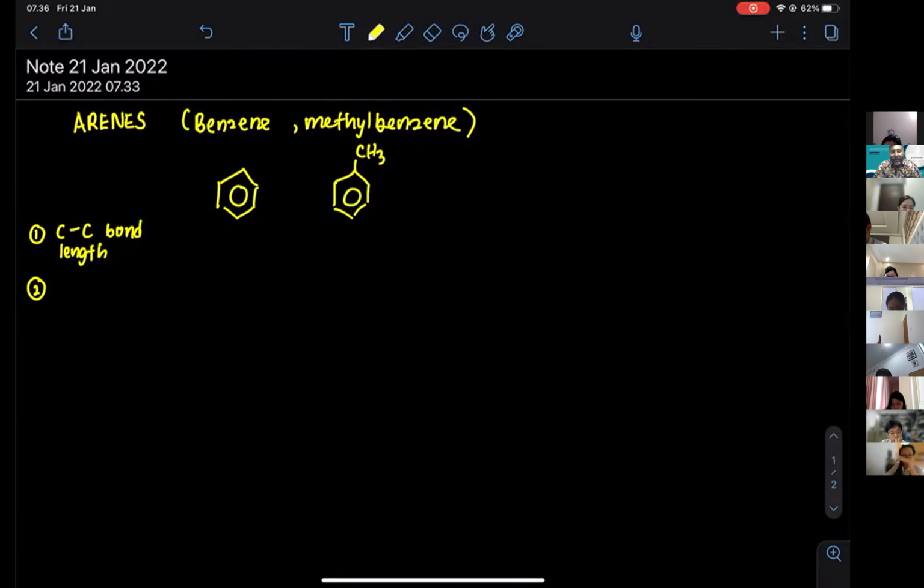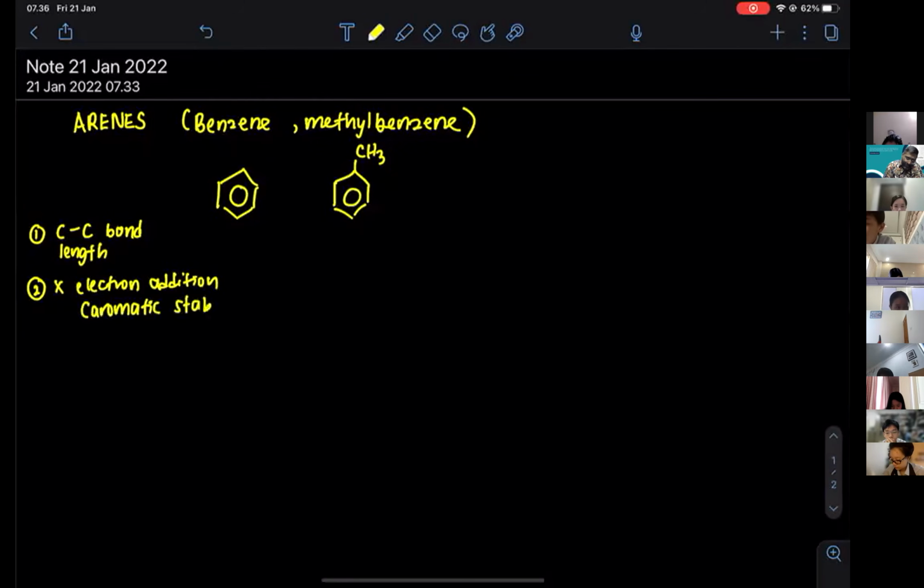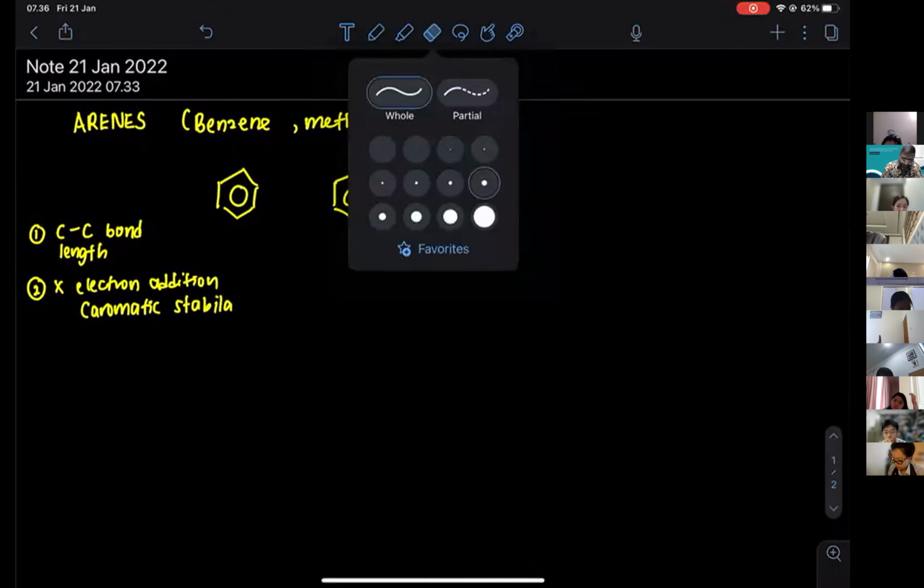And number two, they found out that because of the presence of the benzene ring, the structure is very stable, so they do not undergo electrophilic addition easily. Normally alkenes will undergo electrophilic addition at room temperature immediately. But in this case, benzene, because of the aromatic stabilization, the reaction will not be that favored.